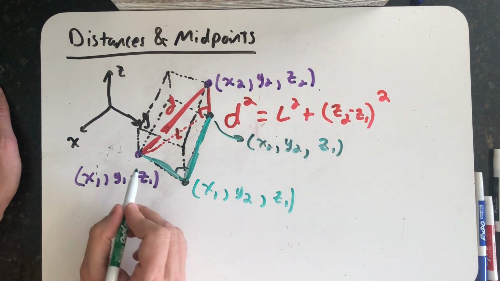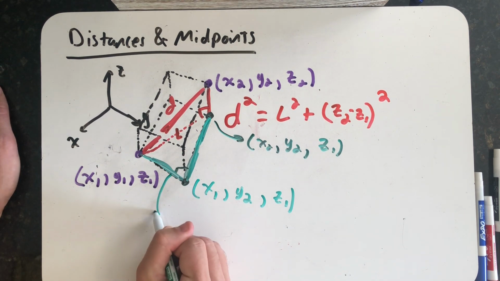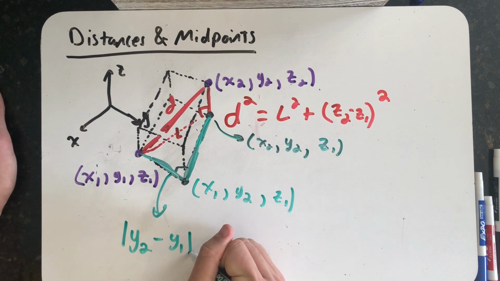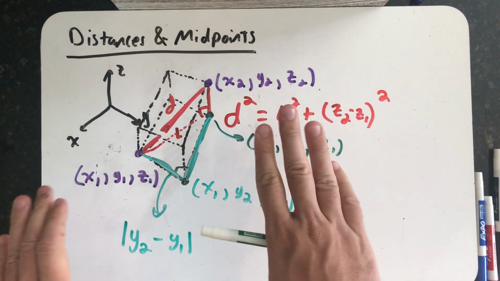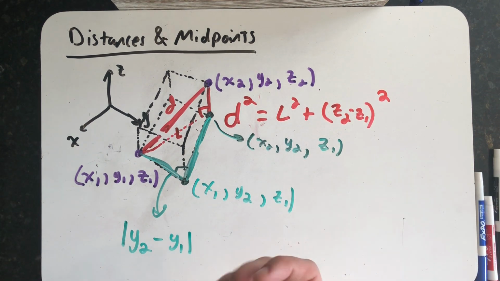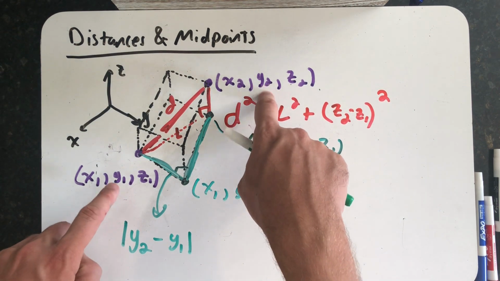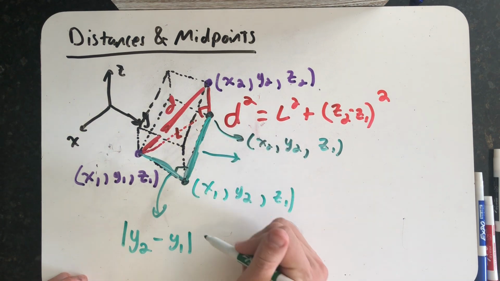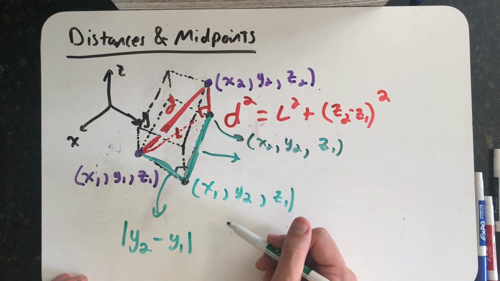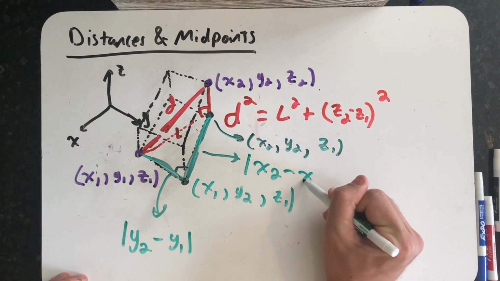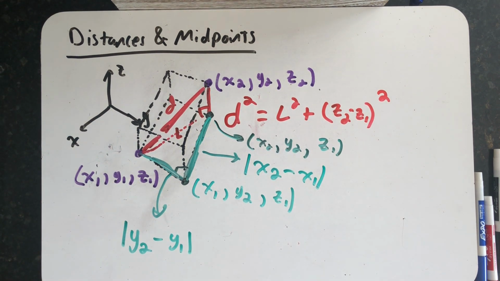Looking at this point, the only thing that changes is y. This distance would be y2 minus y1. I'm going to put in absolute value because I'm kind of assuming a left to right here in my particular picture, and I want this formula to work for any points. So I'm not going to assume anything about which one of these y values is larger. And then looking at these 2 points, the only thing that changes between them are the x values. So I get that in absolute value.